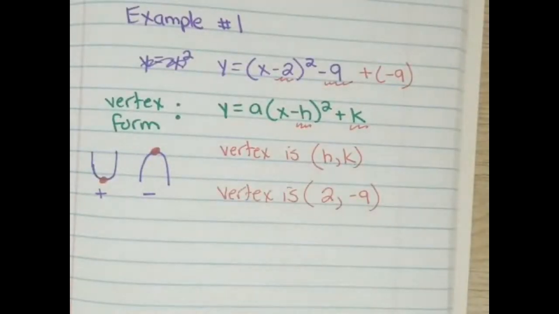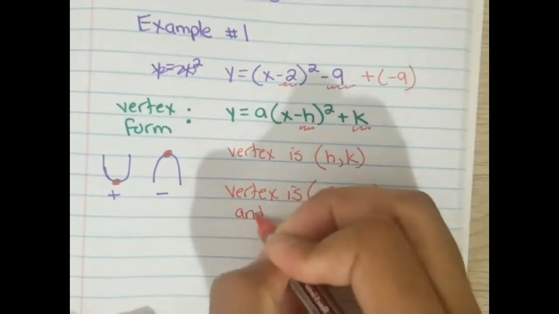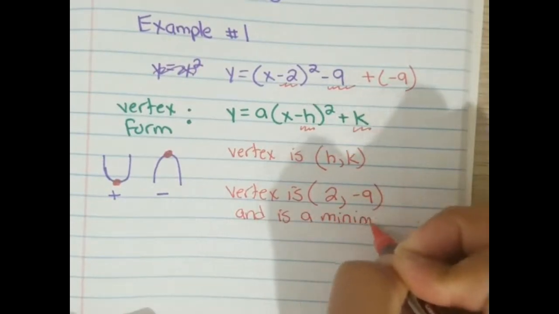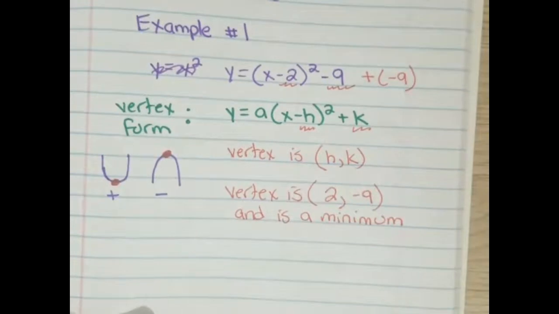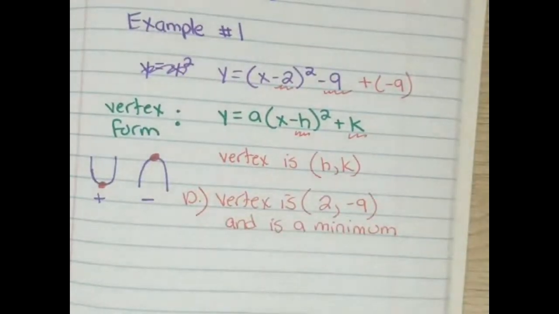I'll use red again. So our vertex is at 2 comma 9, and it is a minimum value. And this is our part D for example number one.